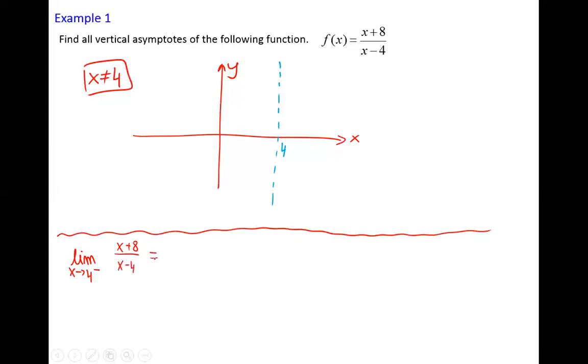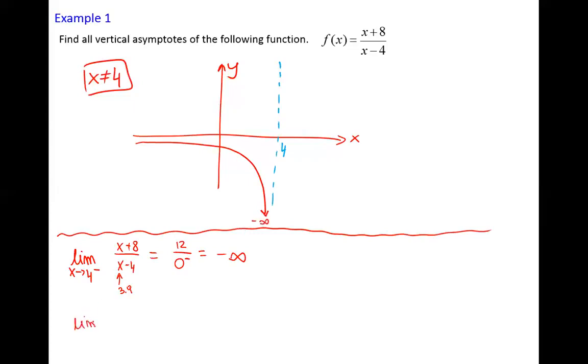Of course, it must be an unbounded y value, infinity. But let's check if this will be positive infinity. Will the function go up or down on the left-hand side? From the left, 4 plus 8 gives me a positive number, 12, but 4 minus 4 gives me 0. Since this is on the left-hand side, take 3.9. 3.9 minus 4 is a small negative number. That means 12 over a small negative number gives me a big negative number. So the function will actually go down, to negative infinity.